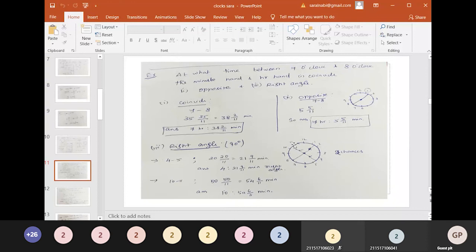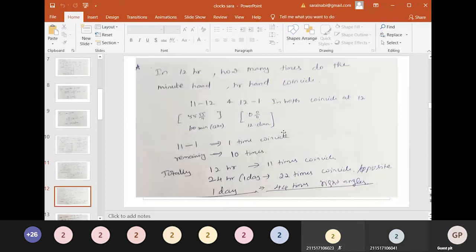Okay, so 4 hours 21 9/11 minutes, as well as 10 hours 54 6/11 minutes, can show a right angle. So very clearly, in one hour only one time do the hour and minute hands coincide, only one time are they in opposite directions, and there are 2 chances to show the right angle, 90 degrees. Okay, is it clear? Right.